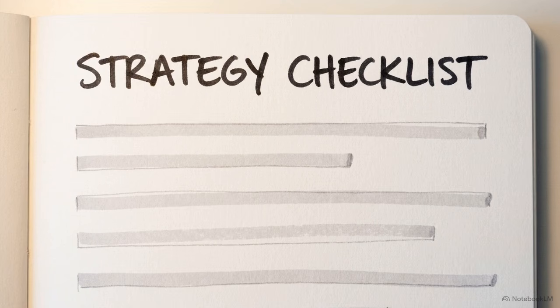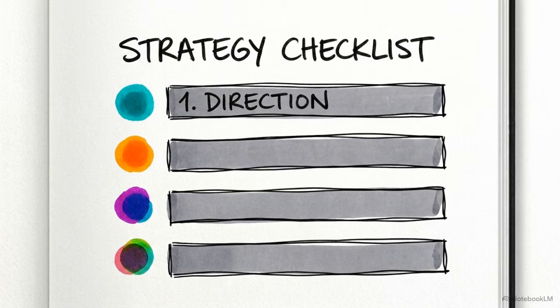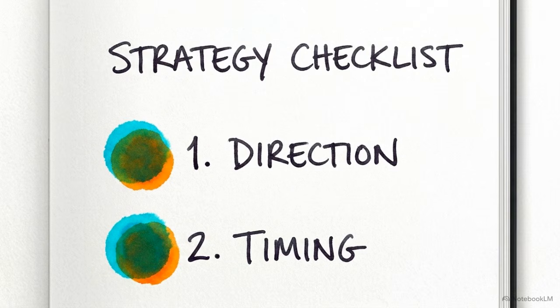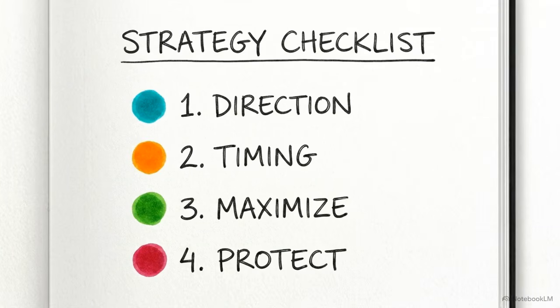Keep these 4 rules tied to every setup. Trade with the trend, be patient for the pullback, let your winners run, and cut your losses quickly.